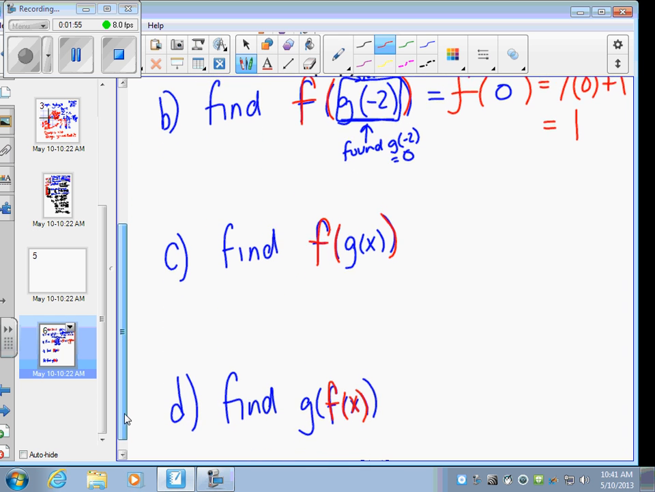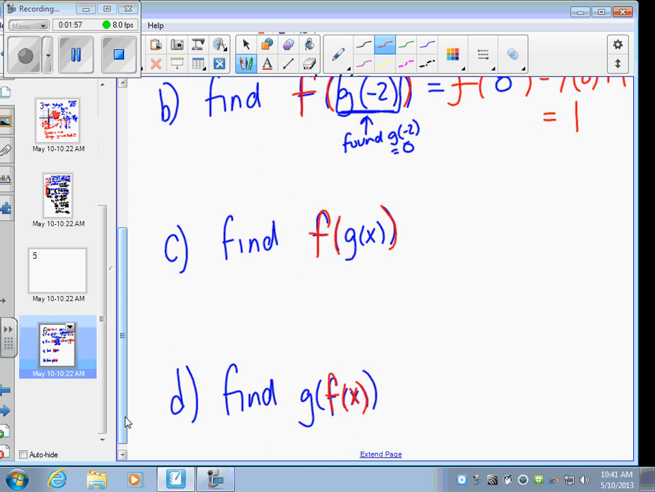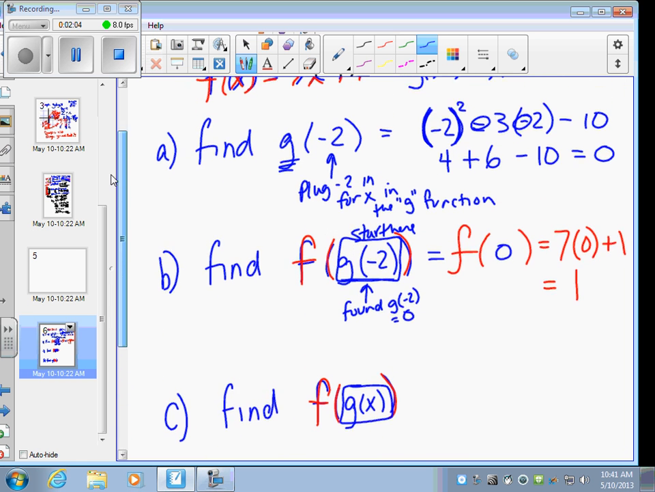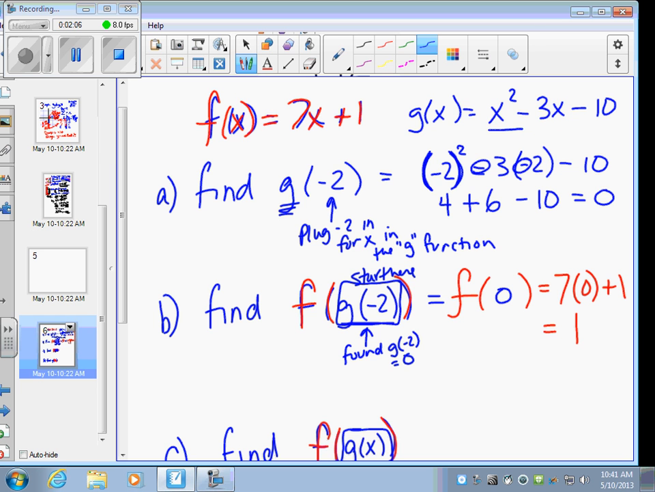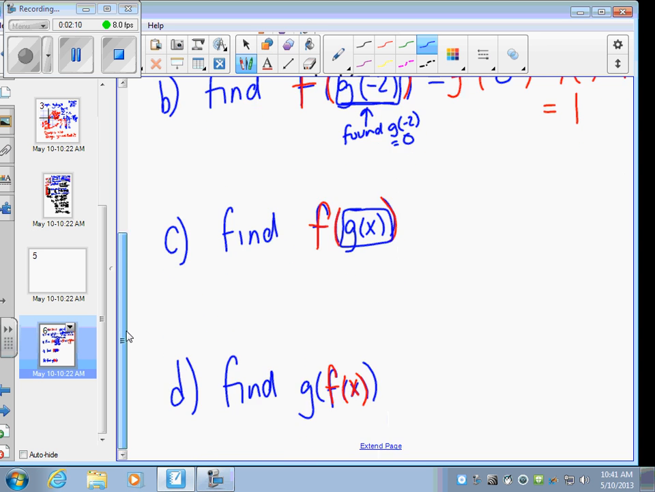All right, composite functions, kind of full-blown here. So in general, what I'm doing is I'm just taking this function, which in our case, that function is x squared minus 3x plus 10. So I'm going to take x squared minus 3x plus 10, and I'm going to plug that in for all the x's in that f function. Now remember, f of x was 7x plus 1.